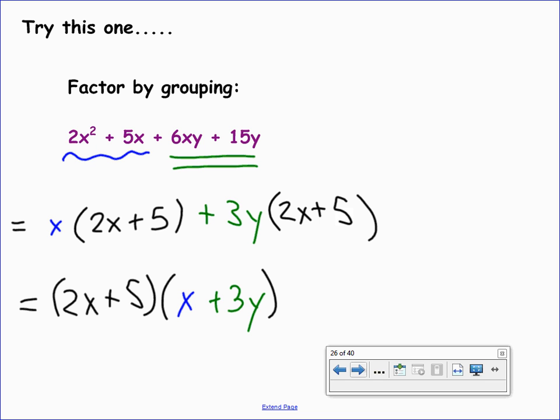And you might see this in the answer keys in either order, right? You could see that in either order, x plus 3y first, and then 2x plus 5. That's pretty sweet.